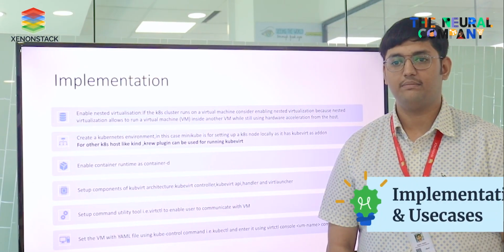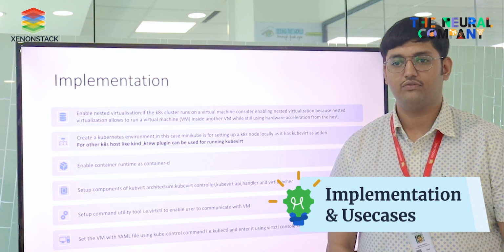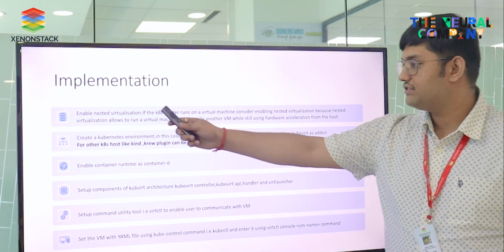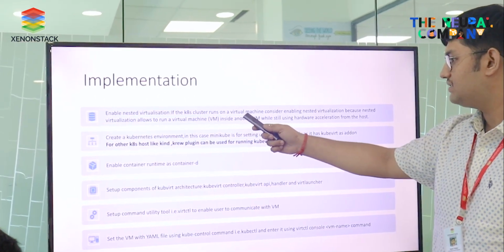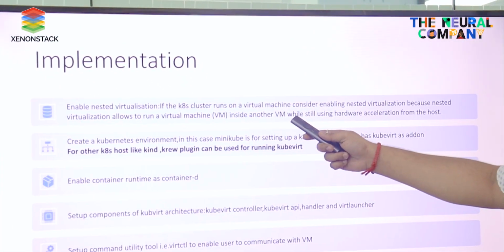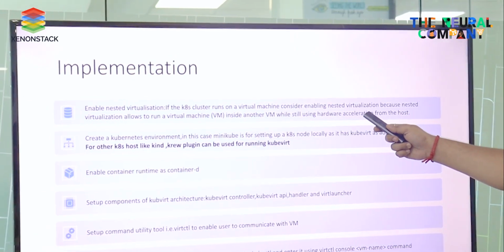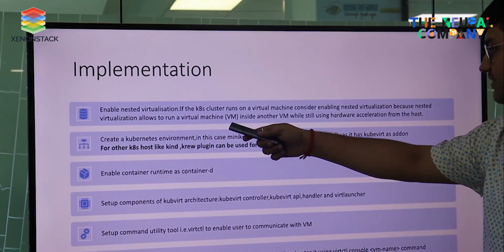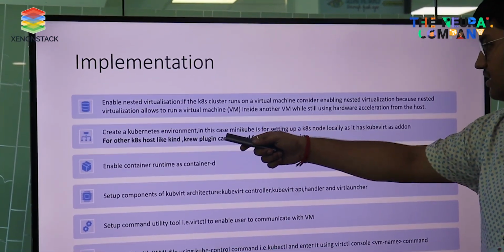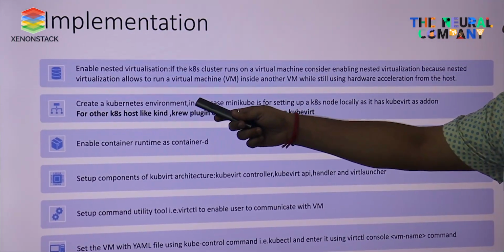Let's take a look at the implementation and working of the Kubevirt tool. First of all, we have to enable nested virtualization on our host. Since it's using the memory of VMs, we have to enable nested virtualization as the cluster is running inside the VM of our host. Then we have to create a Kubernetes environment.